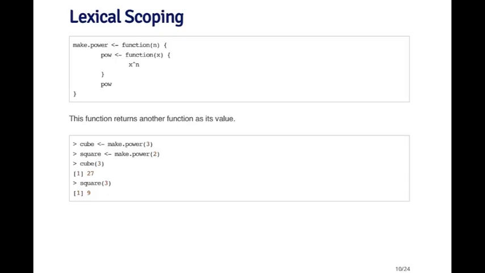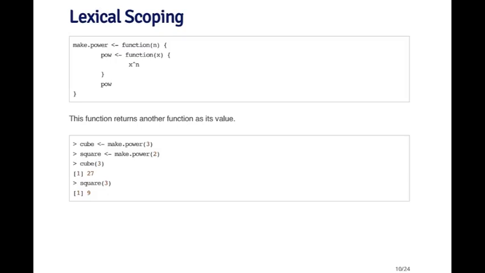Inside the make.power function, I define another function called pow. And pow is going to take an argument called x. And so what's going to happen is that the pow function is going to take the argument x and raise it to the power n. And make.power returns the function pow as its return value.